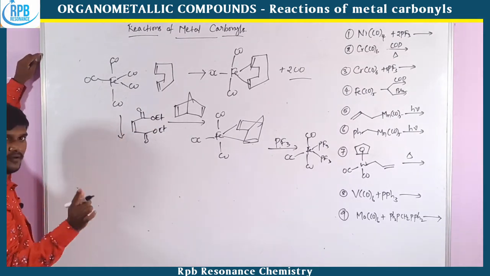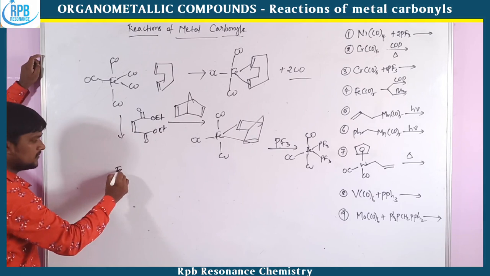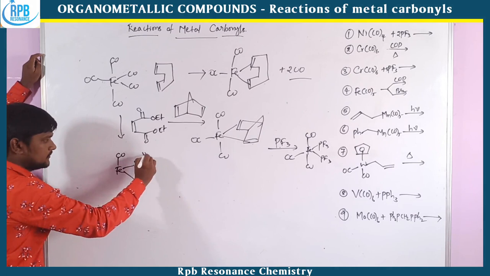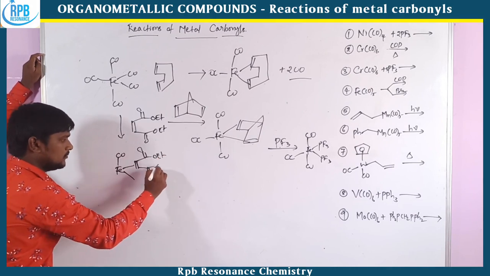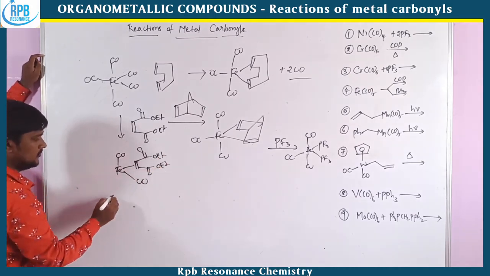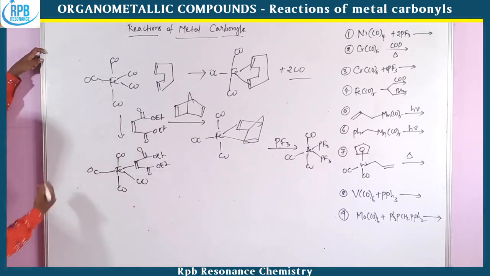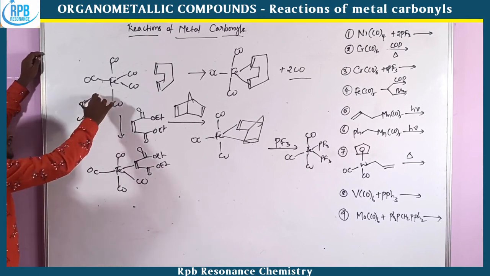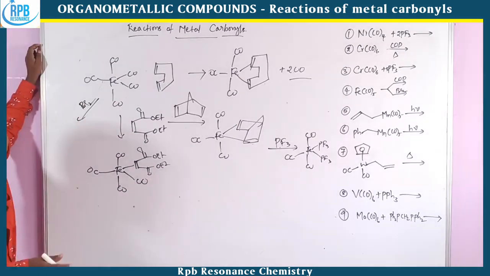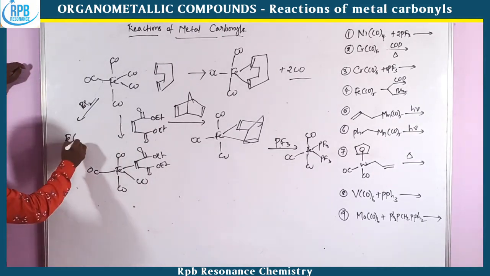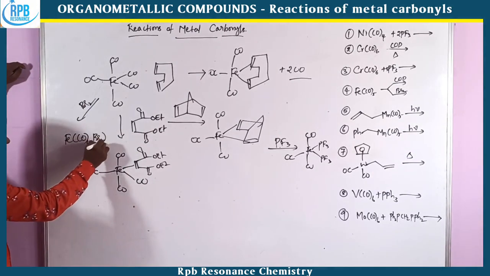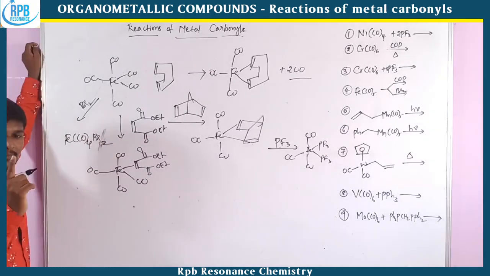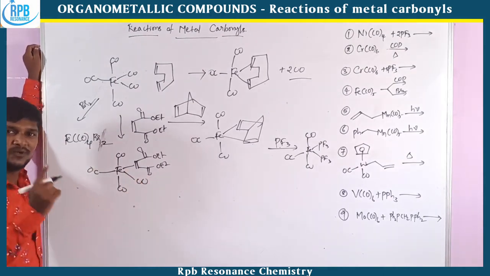Here there is only one double bond, so it replaces only one carbonyl. So here it is the double bond, CO, ethyl. So this is another type of reaction. Again, sometimes we use bromination of iron pentacarbonyl. It produces FeCO 4 times Br taken twice. Why? Because bromine donates only one electron.